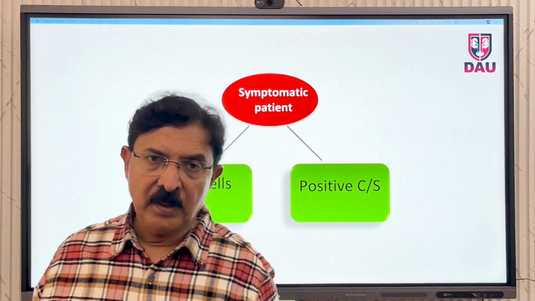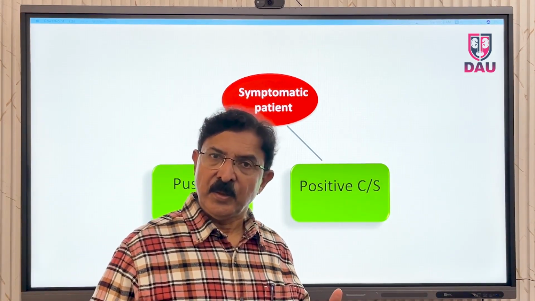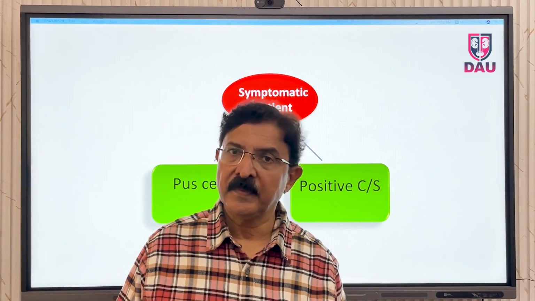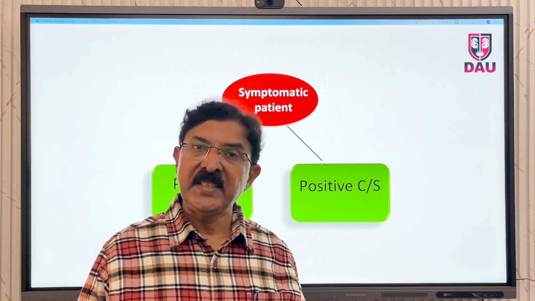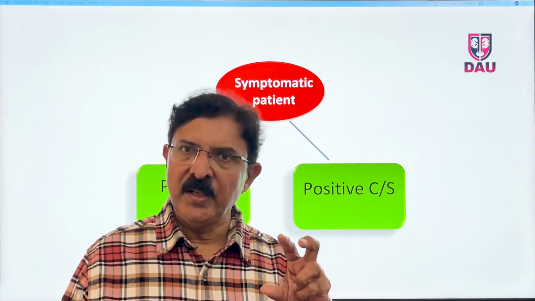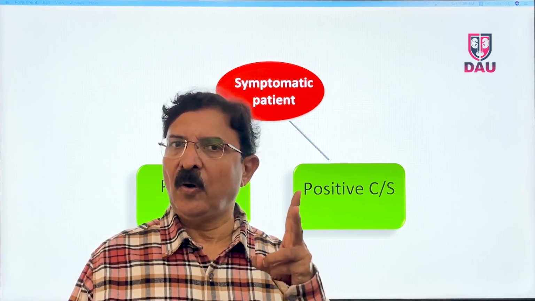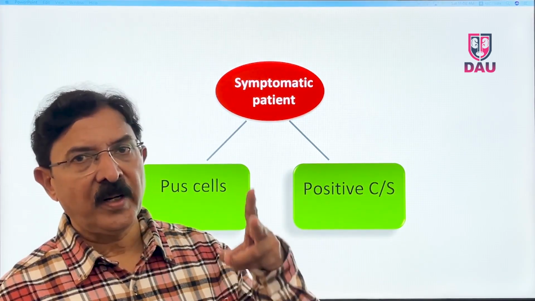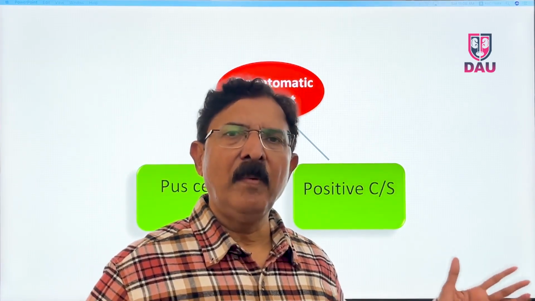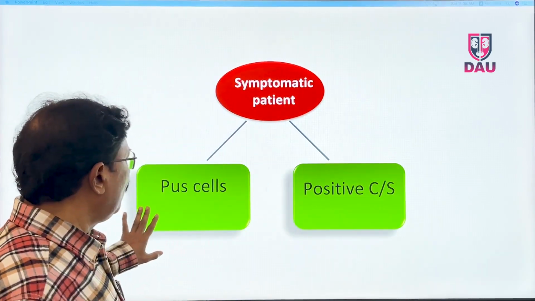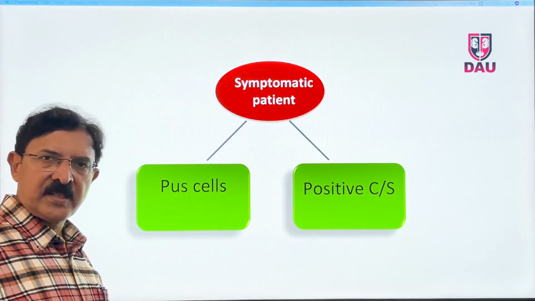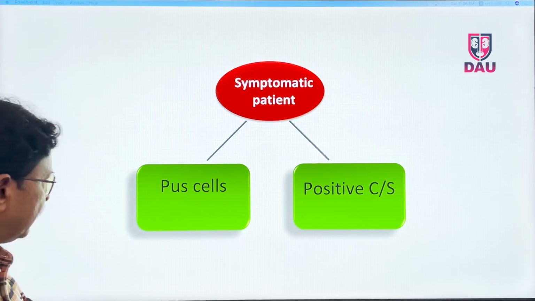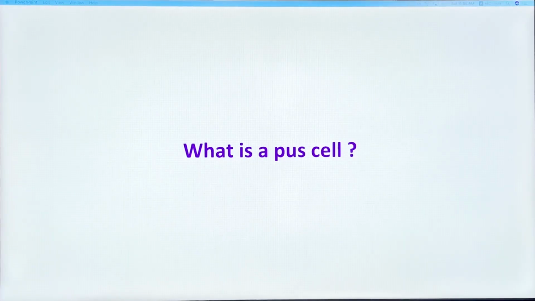You should know that there are more relevant urinary studies that you do in urine examination, like looking for nitrites in urine and looking for leukocyte esterase in urine. Please pay attention to these two features also. They are often positive in a patient of urinary infection, not in other cases. But it's a common trend to focus more on pus cells and more on positive culture and sensitivity. Now let me talk to you about this pus cell for a while. What is this pus cell?